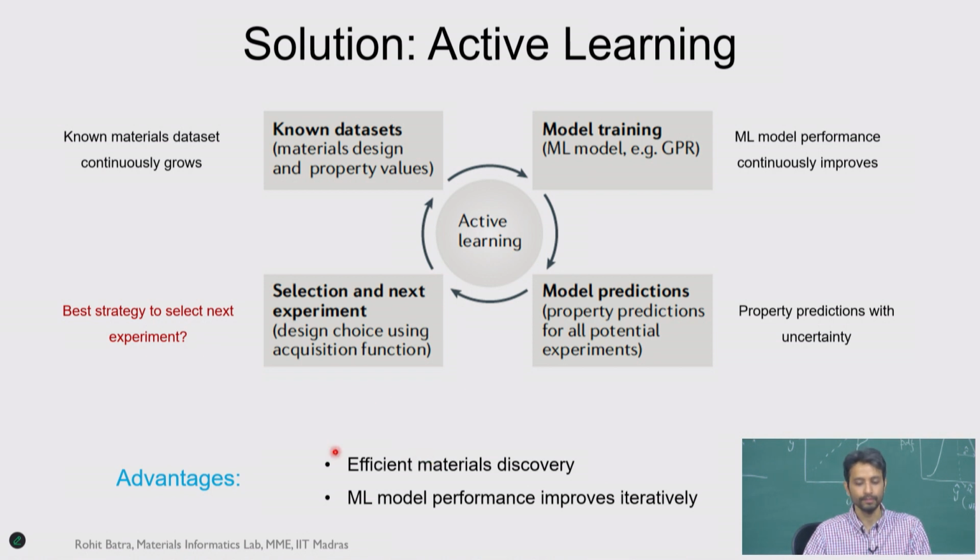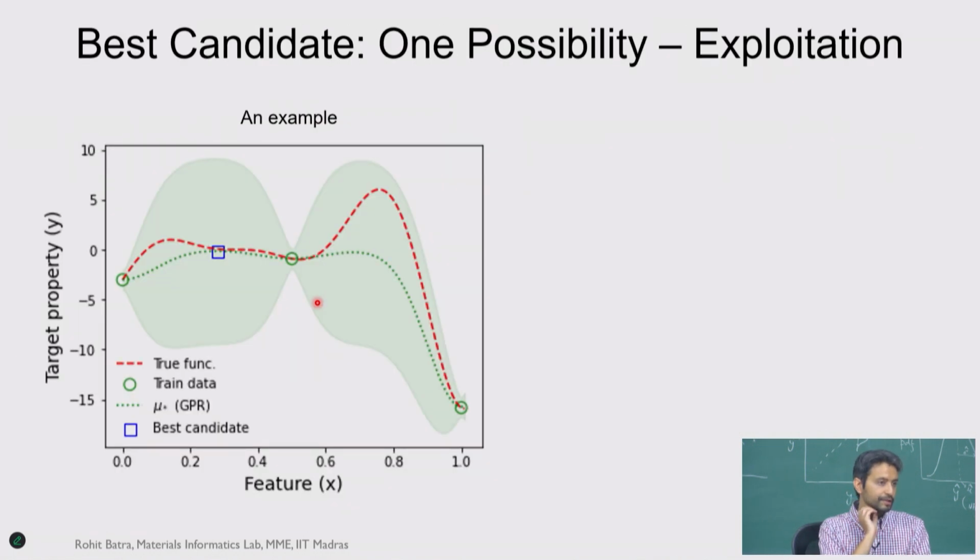In here I just skipped through that part, that I'll select a best candidate and do the experiment on it. But what is the meaning of best candidate? Let's understand this using an example. Just like we had blue points there, I had green points here, which are my training data, my observation. I am again fitting a GPR model on top of it, and the red is a true function.